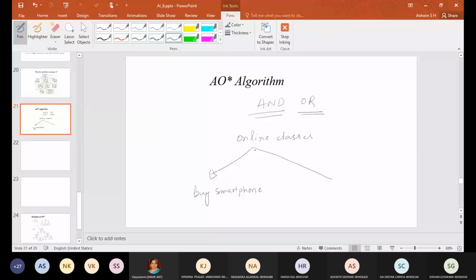You have another option. Say if you have 10,000 rupees, you will go for a smartphone. But if you want to attend online classes, you may require a laptop also. So you want to buy a laptop, but you have to have sufficient money, say at least 50,000. You have only 10,000 now, so you have to ask your parents for 40,000 rupees, and you want to have a laptop.